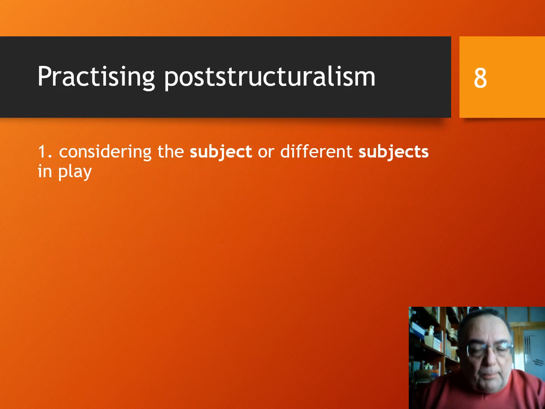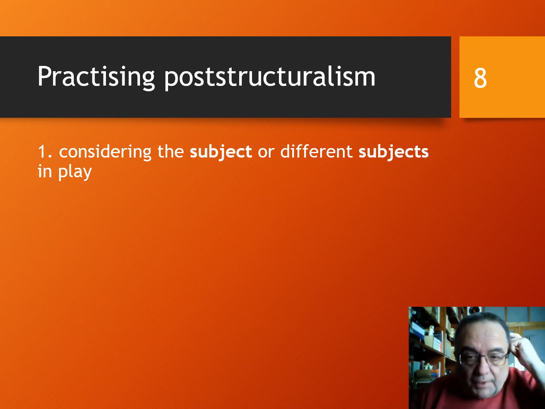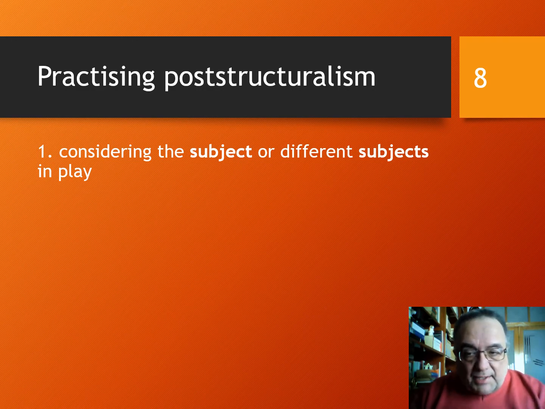So how do we practice post-structuralism? This can be practiced on anything. Of course, our interest is on text, more exactly on literary text. So when we have a text in front of our eyes, one of the first things we have to take into consideration is the subject of that text, or different subjects, and how these subjects relate to one another, in what way they are similar, in what way they are different. And of course, because we talk about post-structuralism, what is important is the fact that these subjects are different.